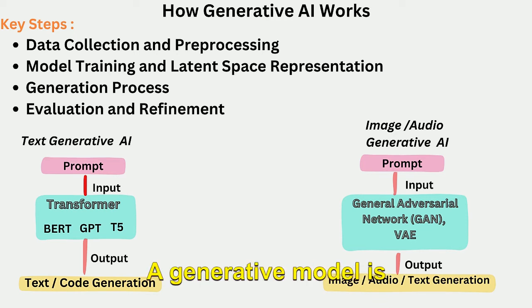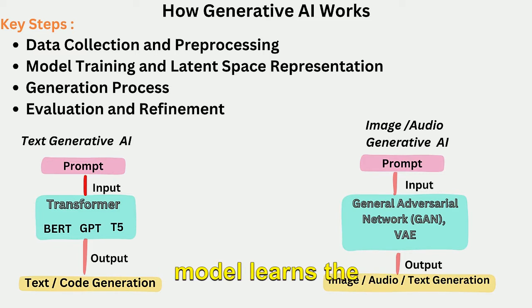The second step is model training and latent space representation. A generative model is trained using the pre-processed dataset. The choice of model depends on the type of data and the desired output. For text-based generated outputs, a transformer model is preferable, while generative adversarial networks (GAN) and variational autoencoders are preferable for generated image, audio, and video outputs.